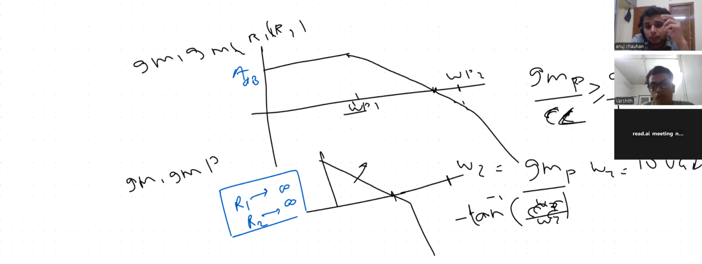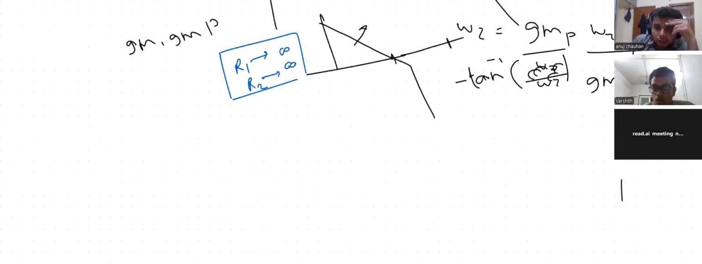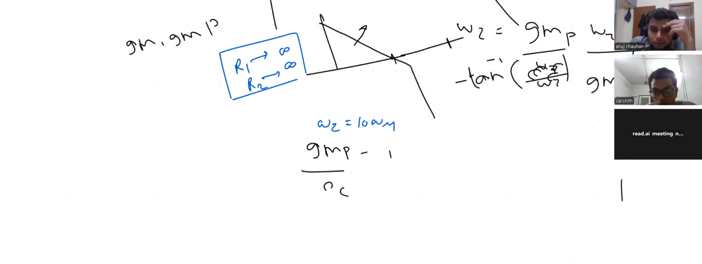But what are the parameters which will be affected by this condition? So I want exactly the scaling and those parameters. We will get the relation between CC and CL from here, sir, with this condition omega Z equal to 10 UGB. By taking omega Z equal to 10 times omega UGB, you will get the condition GMP by CC equals 10 times GM1 by CL, sir.